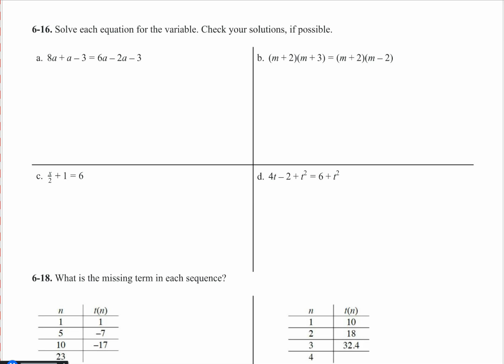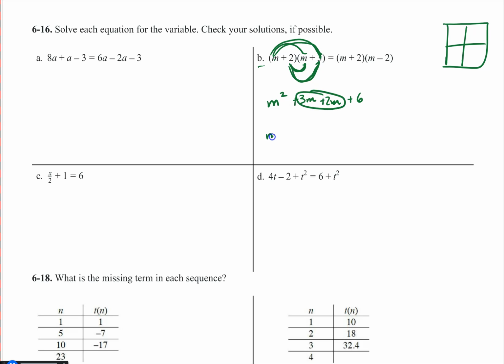6-16. Okay, let's solve b. So for these, I prefer the FOIL method. But you can also do this by drawing the box. So the first two terms, we have m times m. We need to multiply these polynomials. That's m squared. Then we have m times 3. That's plus 3m. 2 times m. That's plus 2m. 2 times 3, plus 6.